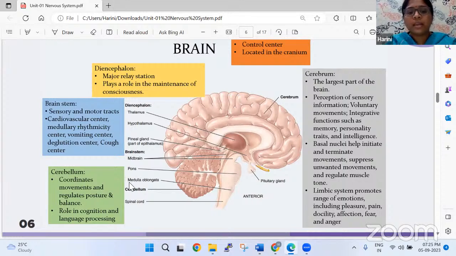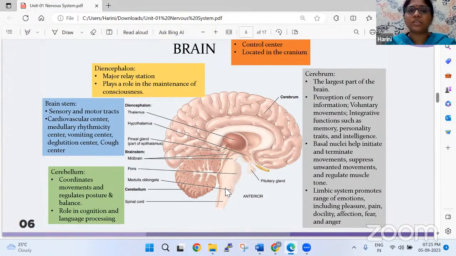Can you see here? It consists of the medulla oblongata, the second one is the pons, and the third one is the midbrain. I have come from inferior to superior regions. This is the spinal cord, and its continuation is the medulla oblongata. The medulla oblongata is a very important part of the brain, mainly consisting of the centers involved in the vital actions.